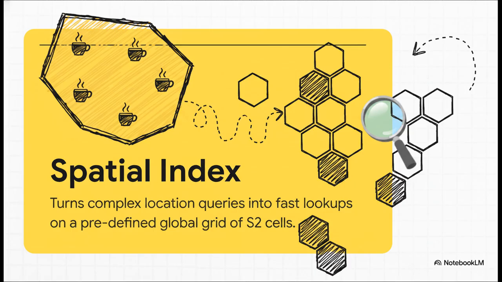And what that means in practice is that a really complex query like "find all the coffee shops within the specific neighborhood polygon" is no longer some complicated geometric calculation that has to happen at query time. It becomes a simple, blazing fast index lookup to find all the rows that happen to fall within a specific set of those S2 grid cells.